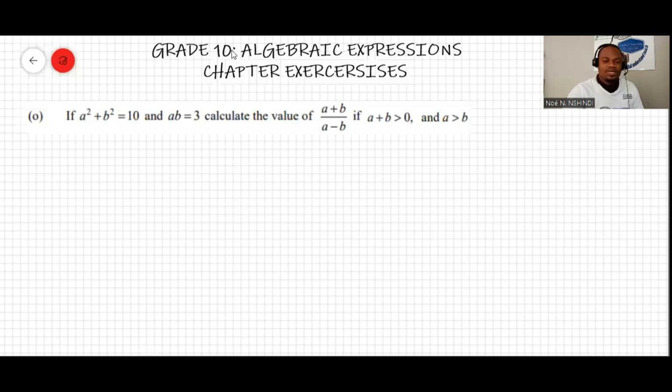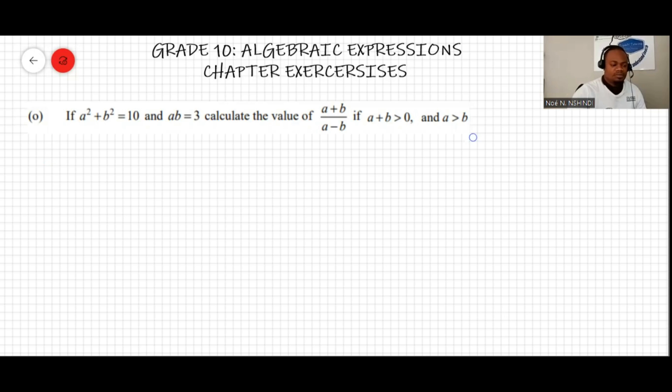Well, we have another question here that says if a squared plus b squared equal 10 and ab equal to 3, calculate the value of a plus b over a minus b if a plus b is greater than 0 and a is greater than b. All right.